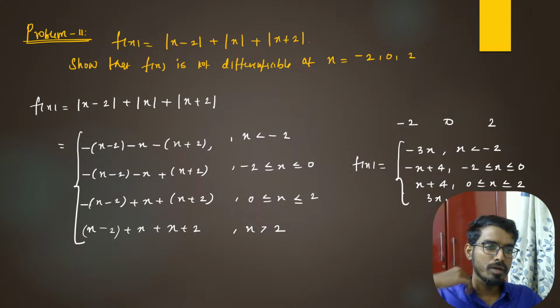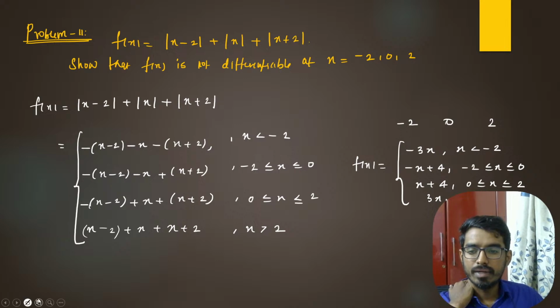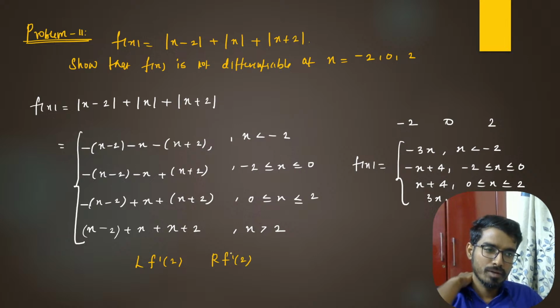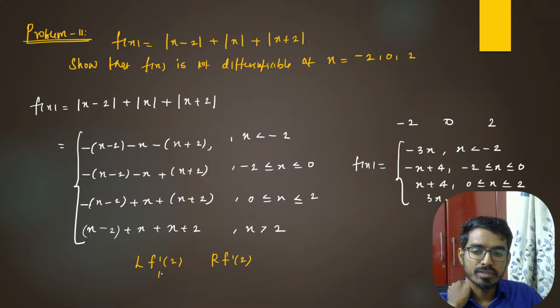So now you can redo this, right? I'll tell you one shortcut. You can also find the derivative by, suppose I want to find L of f dash of 2, R of f dash of 2, you have to apply the definition. I'll tell you one shortcut. To the left hand side, what is your function? It is minus 3x. What is the derivative of minus 3x? It is minus 3. That will be your answer.